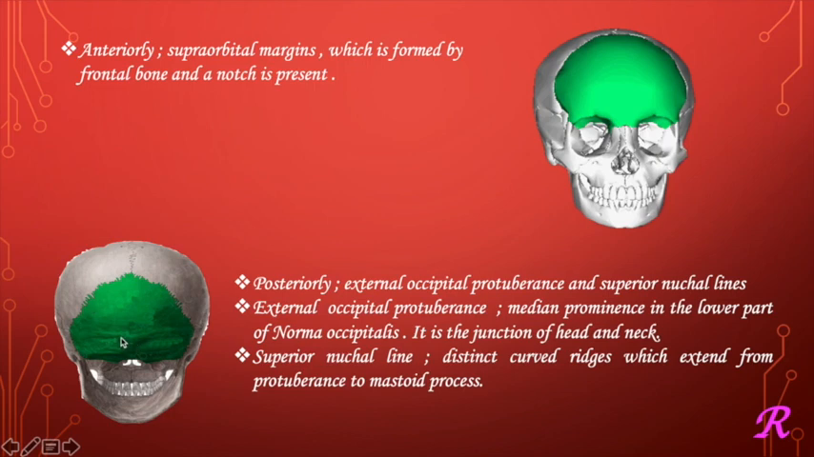Next is the superior nuchal lines. Those are distinct curved ridges. You can see these curved ridges. They extend from the external occipital protuberance to the mastoid process. So that forms the posterior border of scalp: external occipital protuberance and the superior nuchal lines.